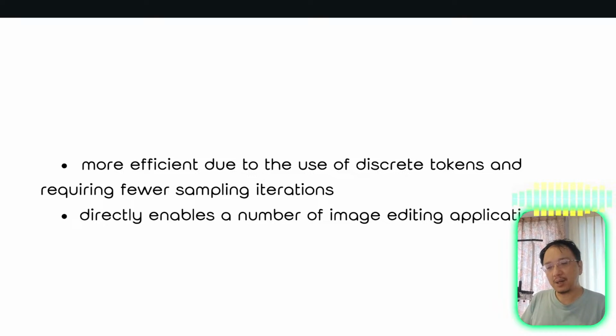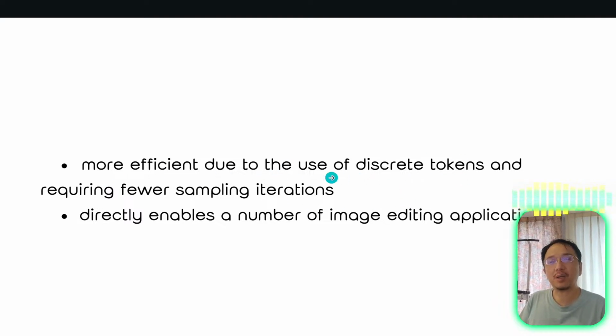So there are some advantages of this MUSE model, a masked generative model. It is more efficient due to the use of discrete tokens. It claims that because it uses discrete tokens, it is more efficient and requires fewer sample iterations. And it also claims that it directly enables a number of image editing applications. Also, we'll see it very soon.